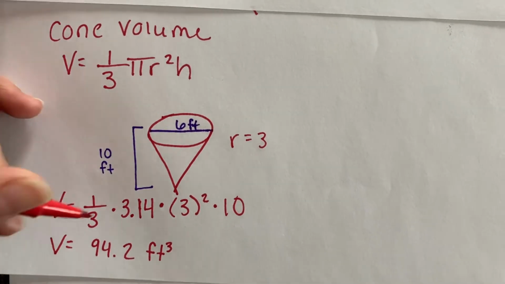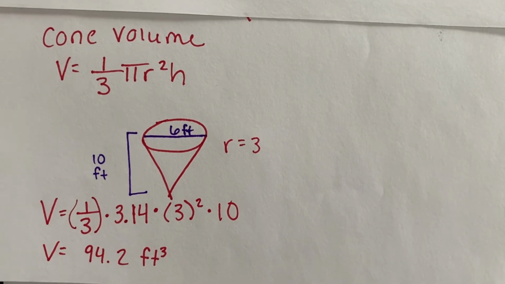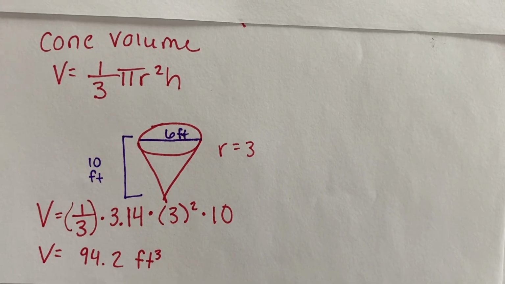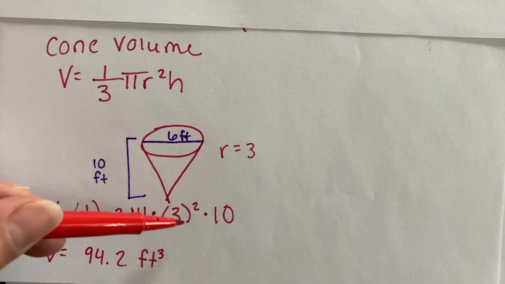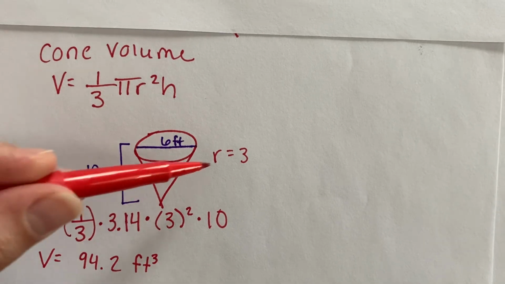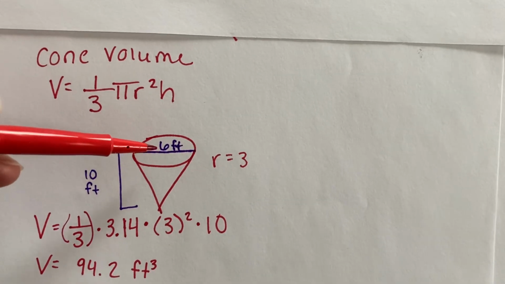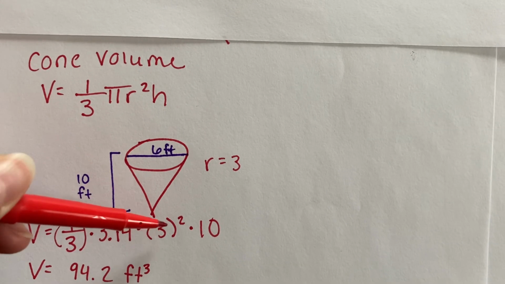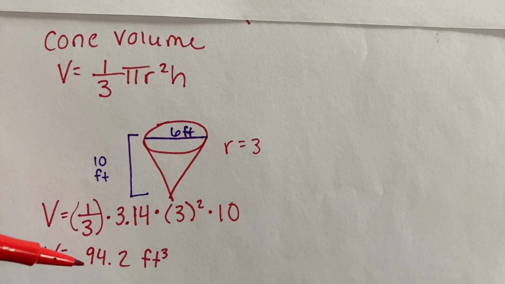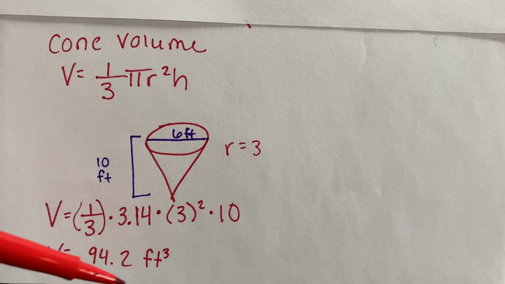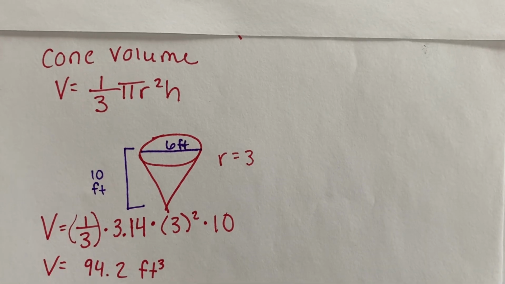You would plug in your calculator 1/3. You might have to put it in parentheses in your calculator. Don't just put 0.3. It's not the same. So it's 1/3 times 3.14 times 3, because that's my radius, not 6. They will try to confuse you with that. So the 3 goes in there, square it, times 10. And look, this is your answer, 94 2/10 cubic feet. And that's how you solve for the volume of a cone.